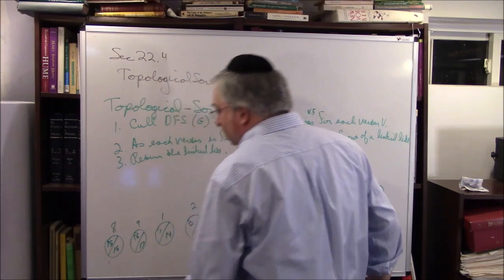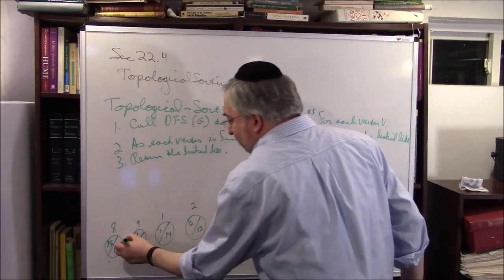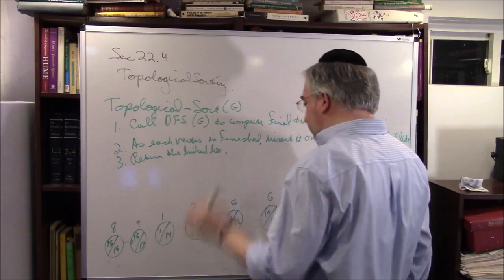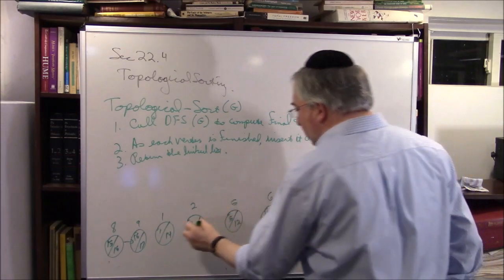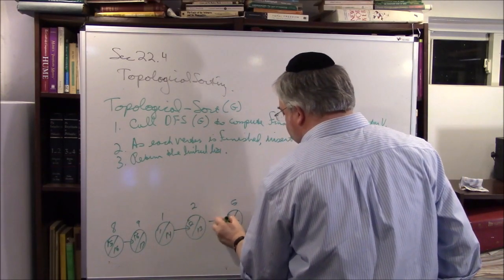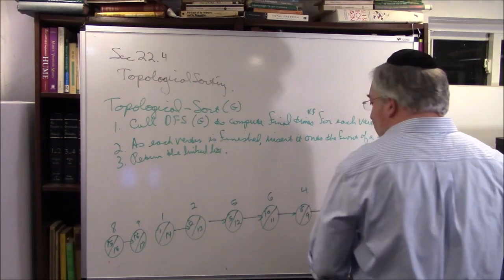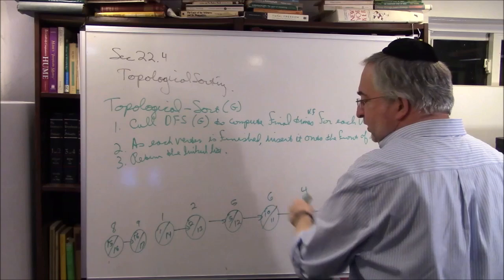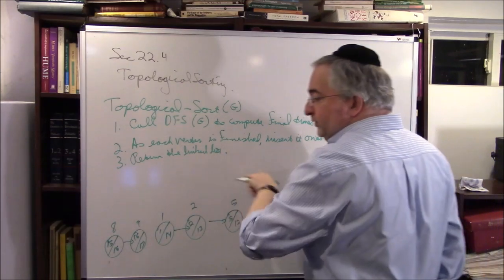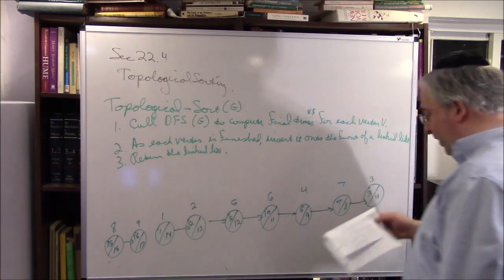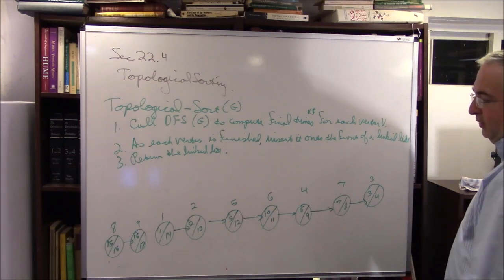Now, there's an arrow here. There's a tree arrow here. There are also tree arrows here, 2 to 5. These are all tree arrows here. There are also forward arrows here. Back arrows would go backwards. So we don't have back arrows, but we have forward arrows here.